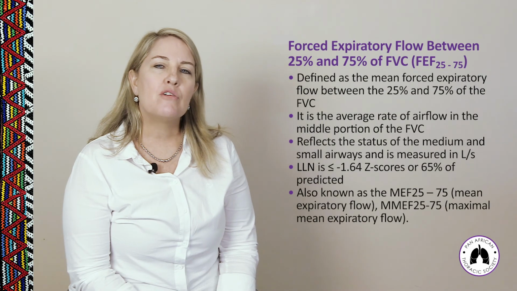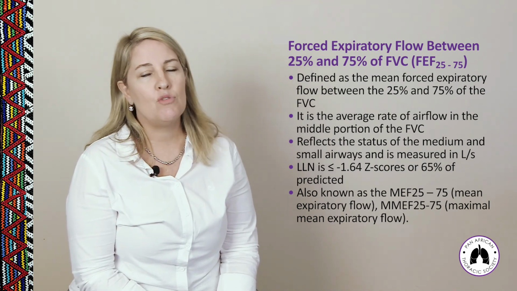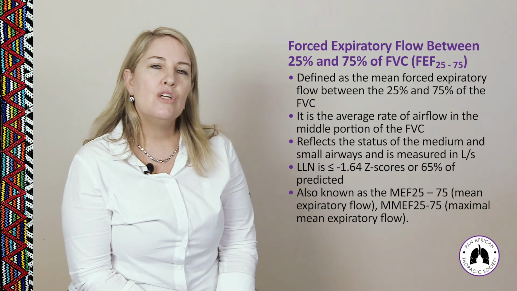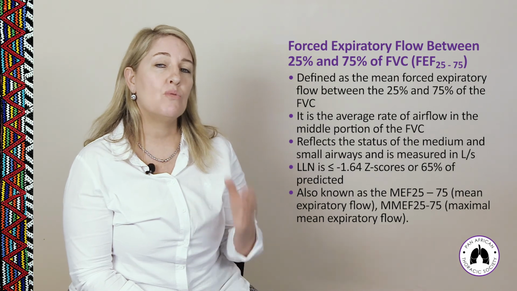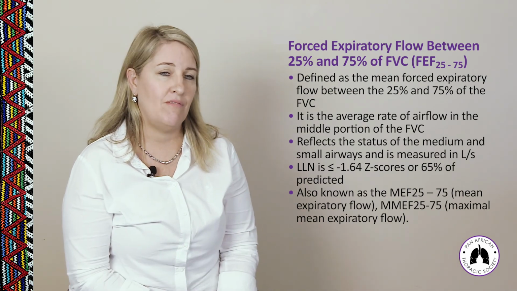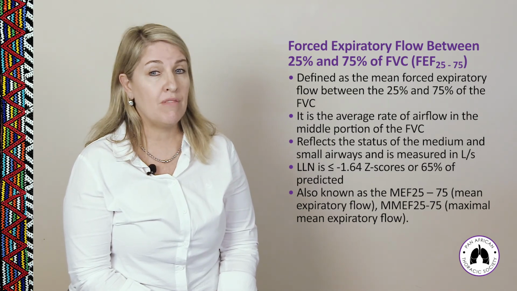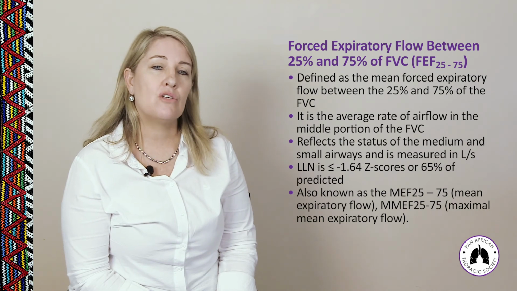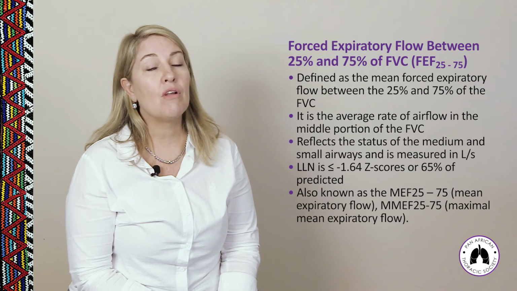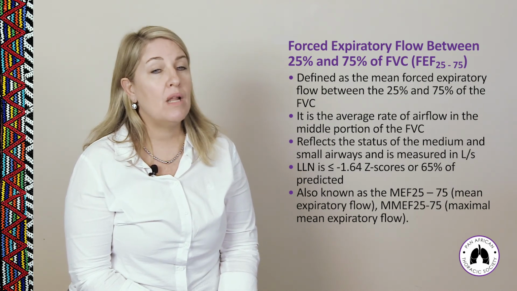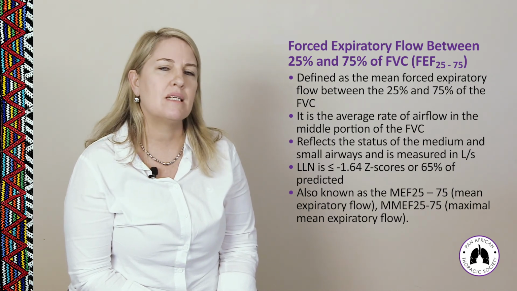Let's look at the forced expiratory flow between 25 and 75% of the FVC, and this is the FEF 25 to 75%. So this is defined as the mean forced expiratory flow measured between 25 and 75% of the FVC. It is the average rate of airflow in the middle portion of the FVC. This reflects the status of the medium and small airways and is measured in liters per second. The lower level of normal is equal to or less than a Z-score of minus 1.64 or 65% of predicted.